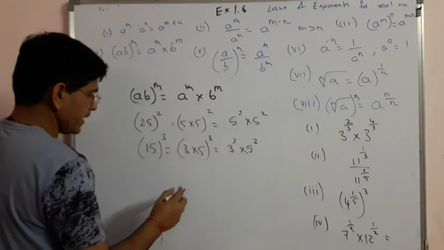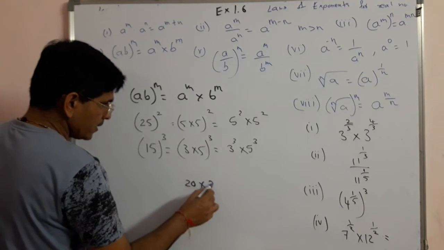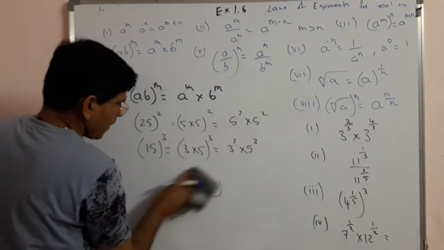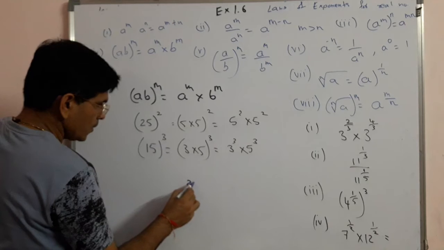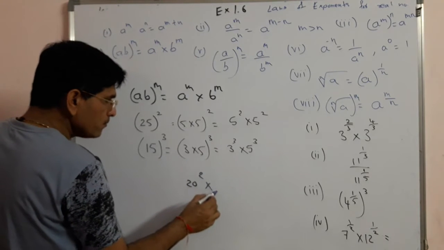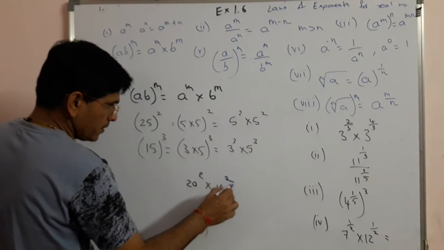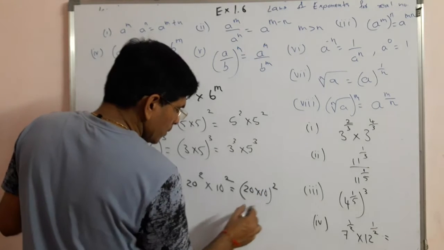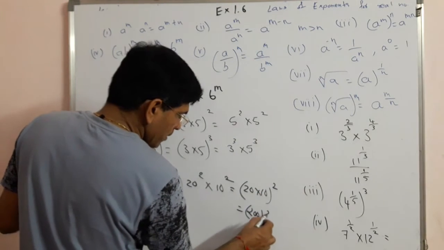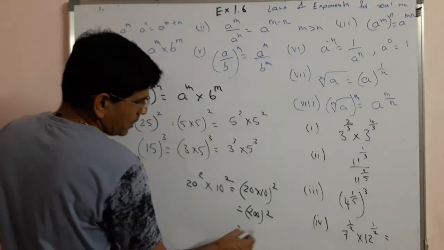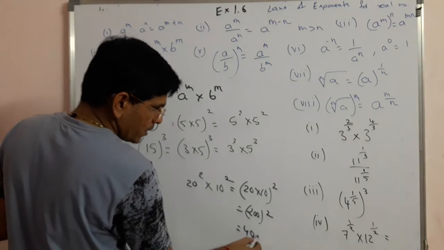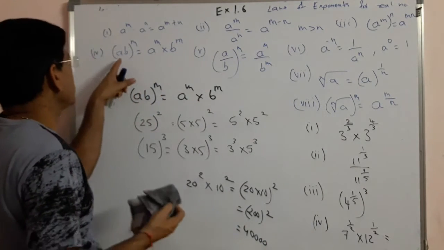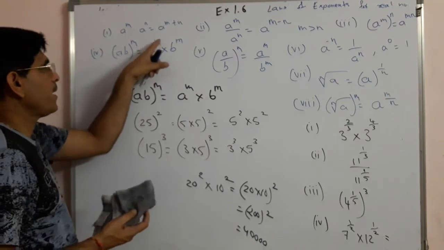So if the question is like that, now (20 into 10) to the power 2. 20 to the power 2, 10 to the power 2. So what do we have to write? 20 into 10 to the power 2, that is 200 to the power 2. So we can solve this with the power, that is 4. Different rules are used, but simple is (AB) to the power m means A to the power m into B to the power m.